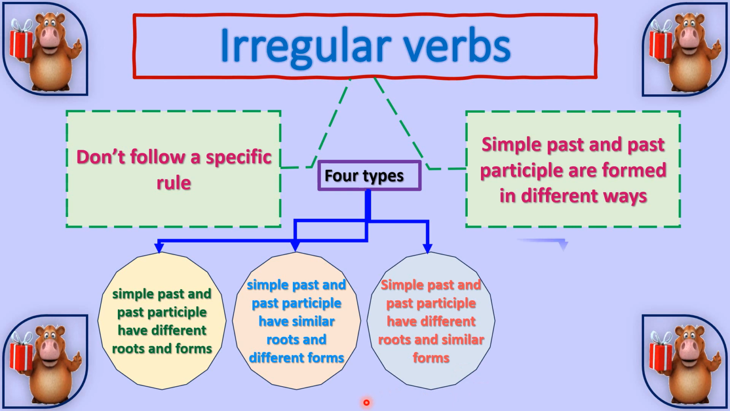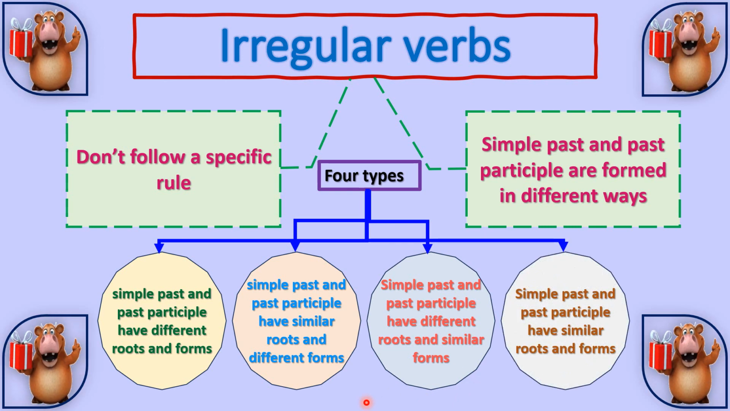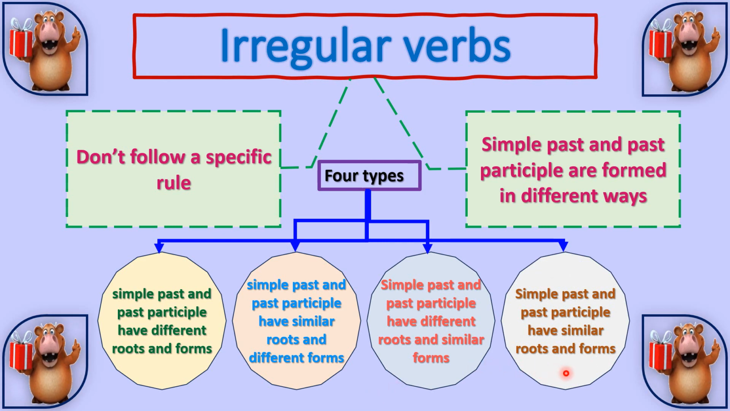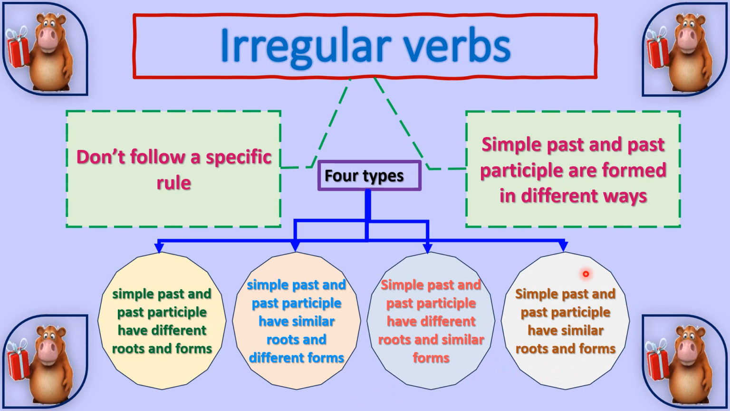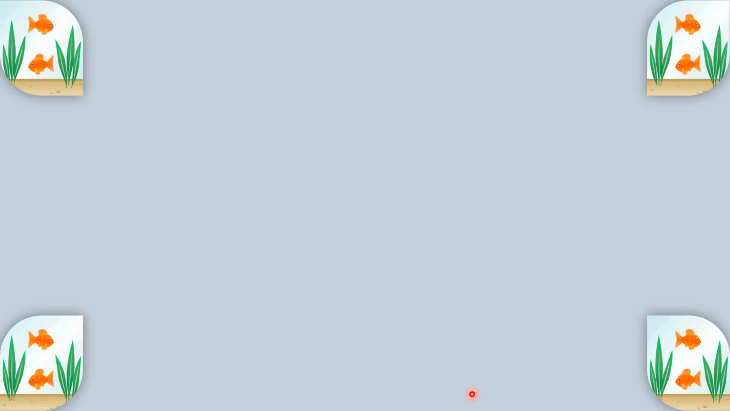The last type is what? Verbs which their simple past and past participle have similar roots and forms, which means that these verbs have only one base and one form. That is, these verbs have one root and one form. Now let's take some examples in order to clarify these four types.